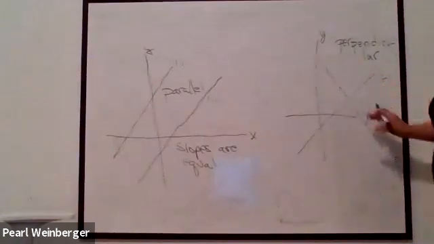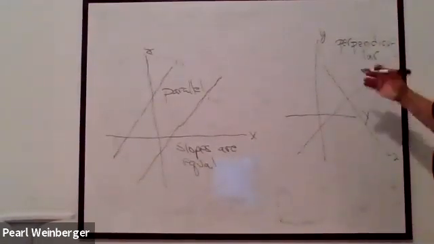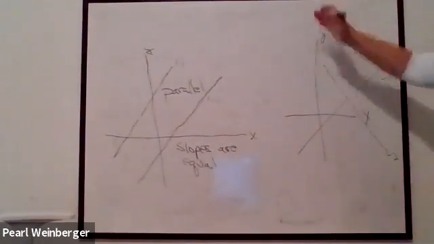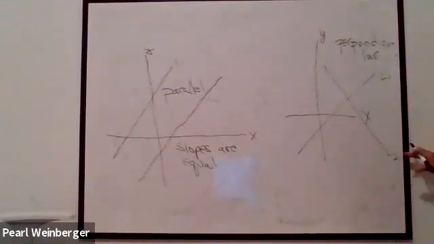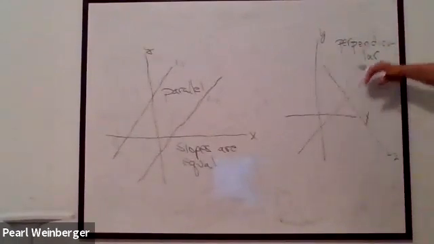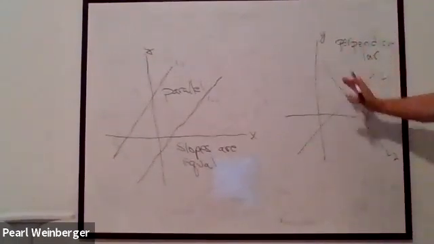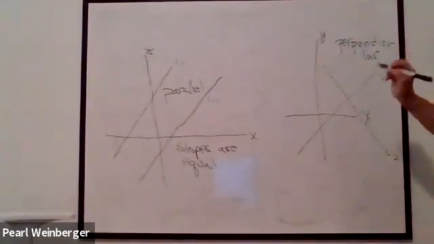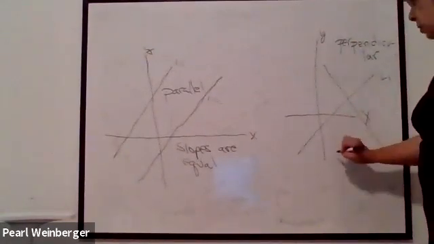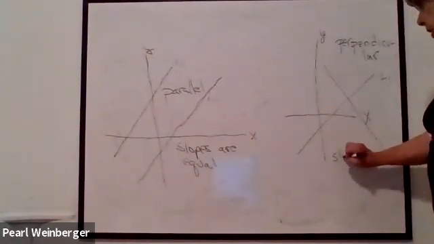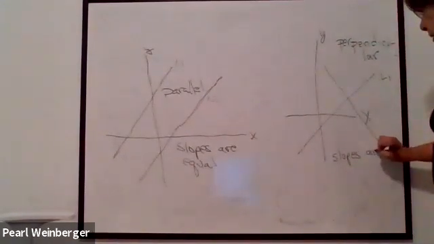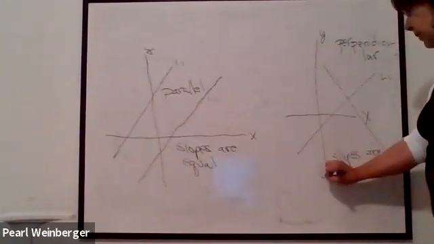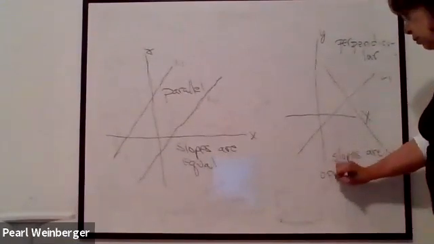Now, obviously, the slopes of perpendicular lines are not going to be the same. Obviously, this is going to be a positive slope. This is going to be a negative slope, because this is going up as you go right to left. This is going down. It turns out that the slopes of perpendicular lines are what we call opposite reciprocals.